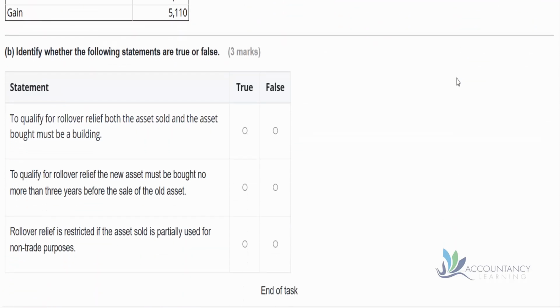So let's move on to part B of the question, which has some true-false questions. The first statement: to qualify for rollover relief, both the asset sold and the asset bought must be a building.